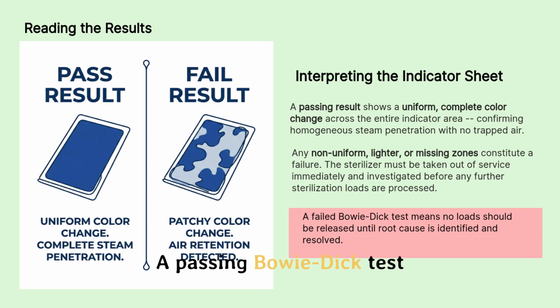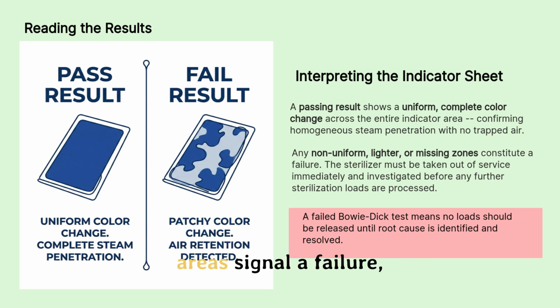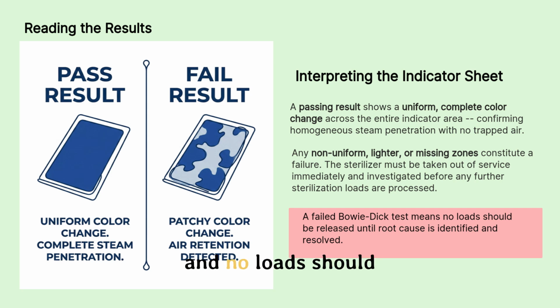A passing Bowie Dick Test result shows a uniform color change, indicating proper steam penetration. Any non-uniform or lighter areas signal a failure, requiring immediate investigation. The sterilizer must be taken out of service, and no loads should be processed until the issue is resolved.